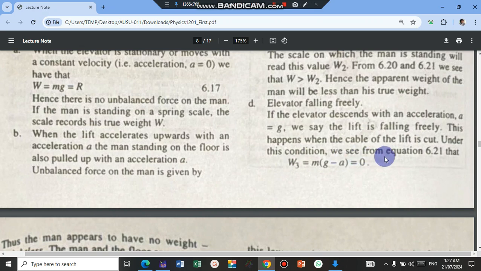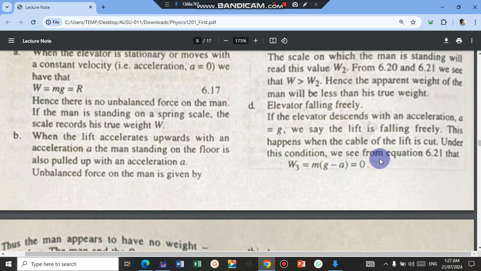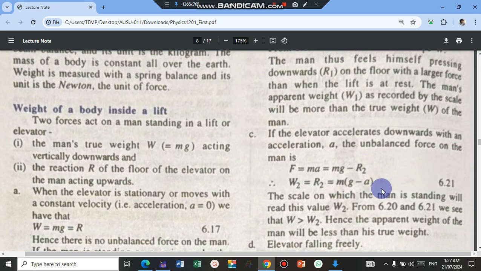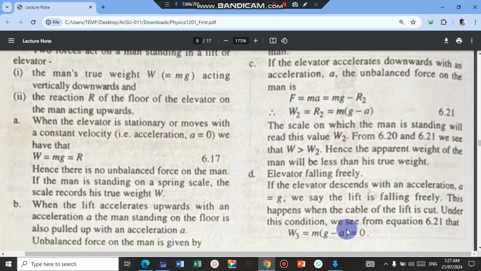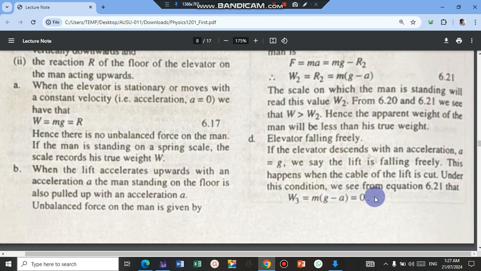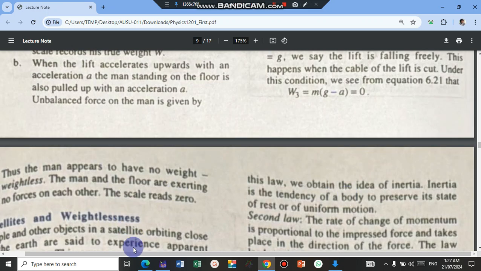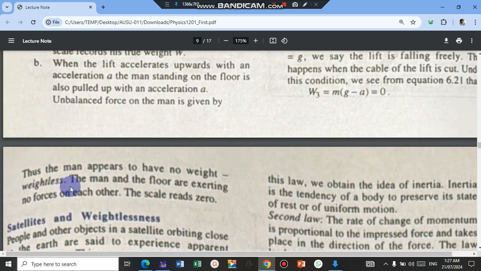Under this condition, we see from equation 6.21, meaning this very equation, if you take it, you can see that your W3 will be 0 because A equals G, so G minus G will be 0. Additionally, they say that thus the man appears to have no weight, meaning weightless. The man appears weightless. The man and the floor are exerting no forces on each other. The scale reads 0. So the man will be floating in the lift.